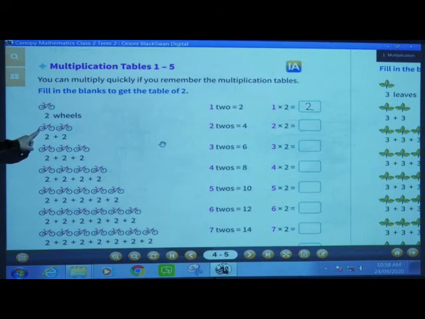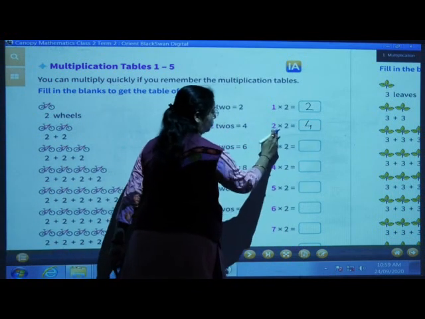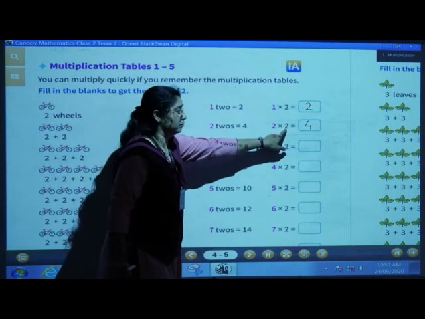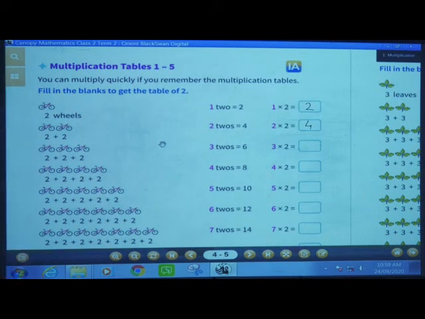Now here 2 bicycles are here and each bicycle has how many wheels? 2 wheels means here 2 wheels and here 2 wheels. How many total wheels are there? 4. Yes, 2 plus 2. Each bicycle has 2 wheels, so 2 2s are 4. 2 bicycles and each bicycle has 2 wheels means 2 2s are 4.